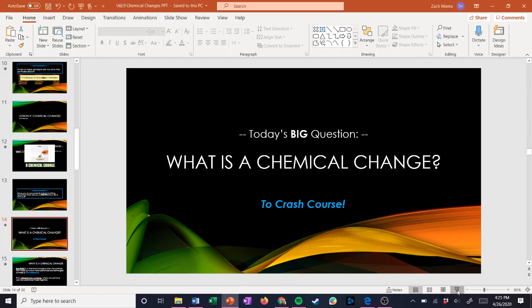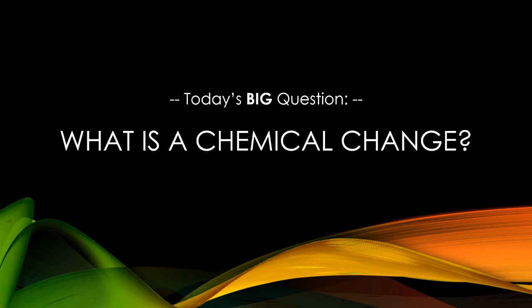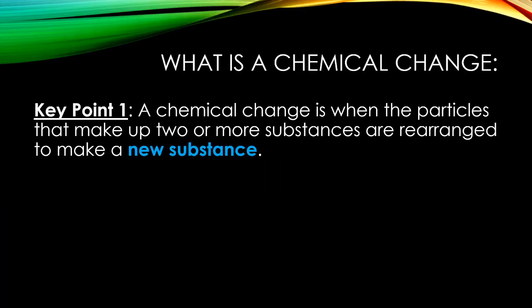Alright, as usual, they went pretty fast, so we're going to recap those main points on our own time. Now, what is a chemical change, right? That's the main idea that we're talking about today. Here's our key point. Yes, you should write it down in your science notebook. A chemical change is when the particles that make up two or more substances are rearranged to make a new substance.